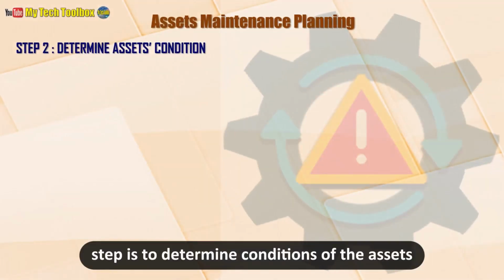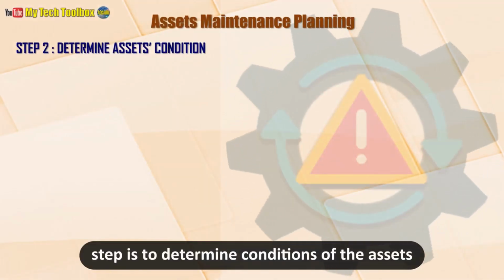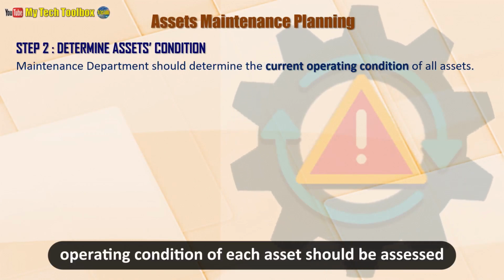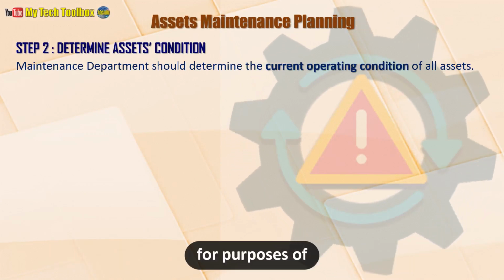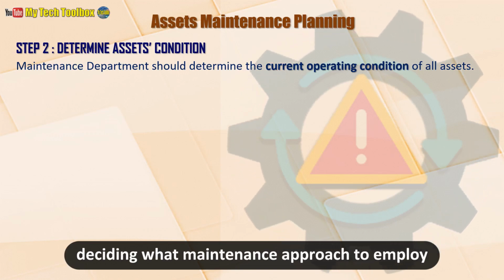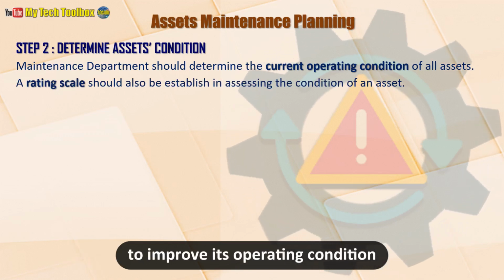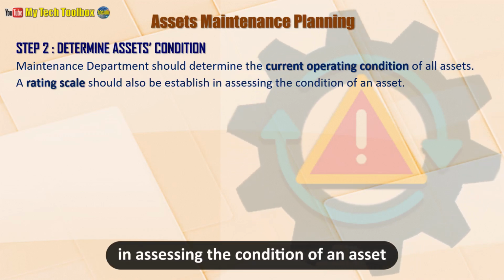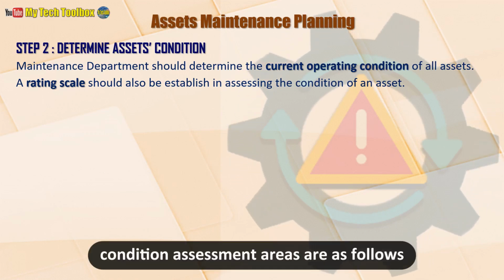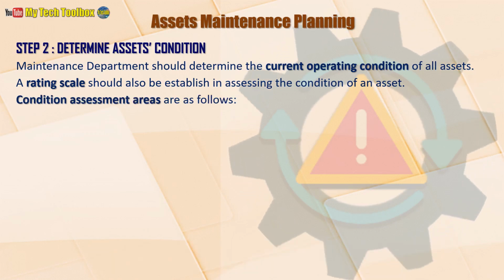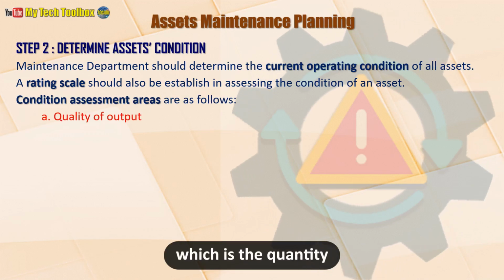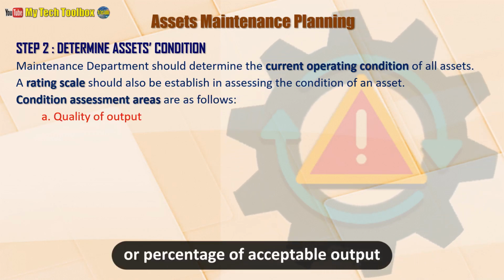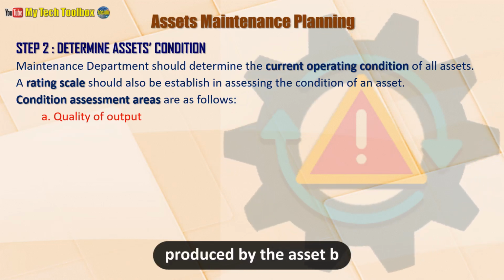The second step is to determine conditions of the assets. Operating condition of each asset should be assessed for purposes of deciding what maintenance approach to employ to improve its operating condition. A rating scale should also be established in assessing the condition of an asset. Condition assessment areas are as follows. A. Quality of output, which is the quantity or percentage of acceptable output produced by the asset.